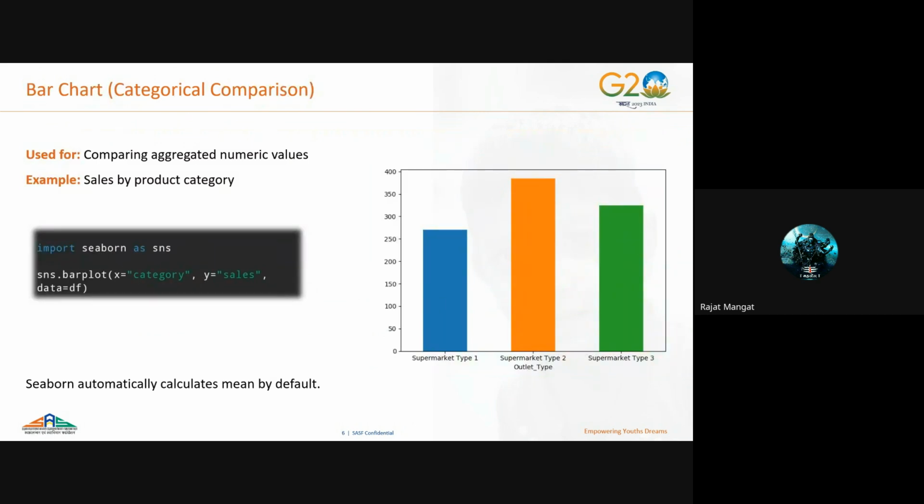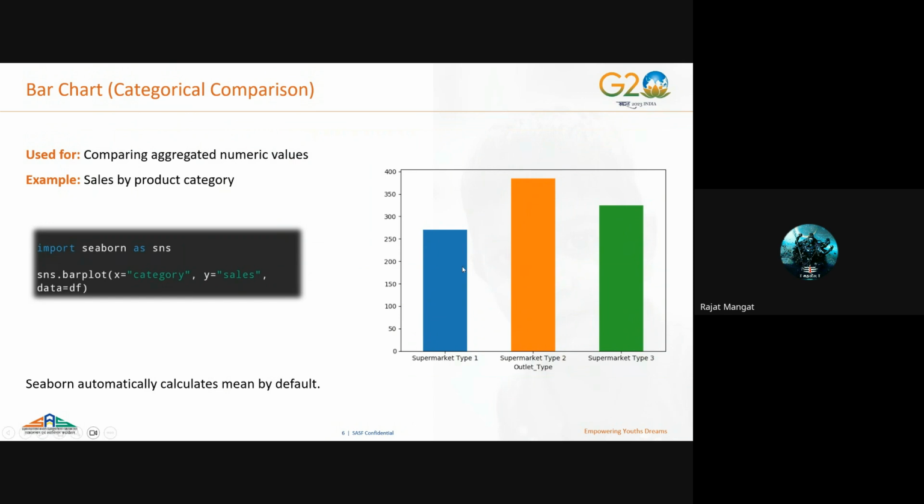So let's start with the bar chart first. Okay, give me a second. So let's start with the bar chart first. It is used for comparing aggregated numeric values, for example, sales by product category. We have seen it so many times, and till now you might be familiar with it. So now let's see how categorical comparison is being done here.